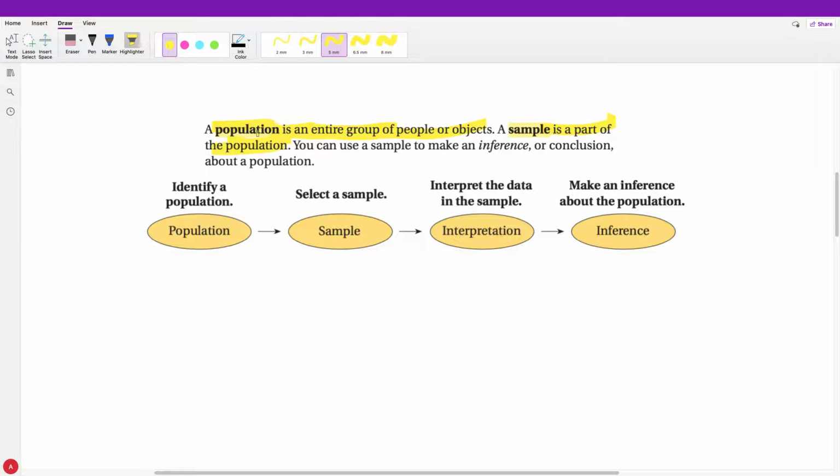One of the things you'll learn as you take statistics more and more is that we can take a sample, as long as it's not biased, which we're going to learn about, and it's random. When we get data from that sample, we can use it to make an inference or conclusion about a population. So the information we get from the sample, we can use to say what would happen with the entire population.